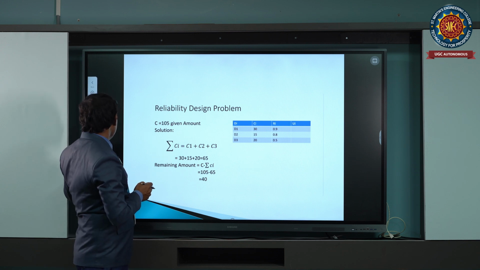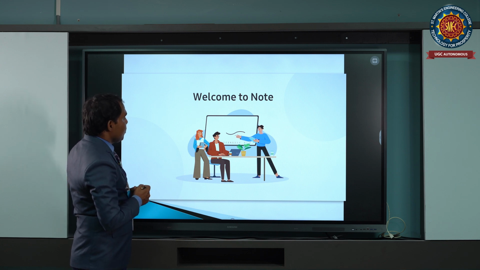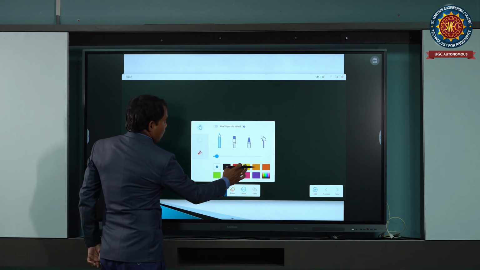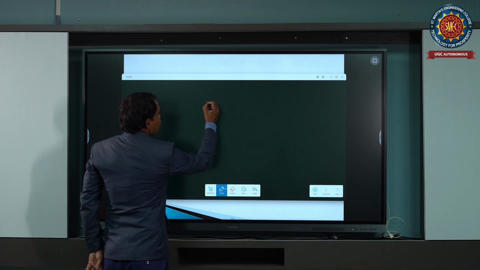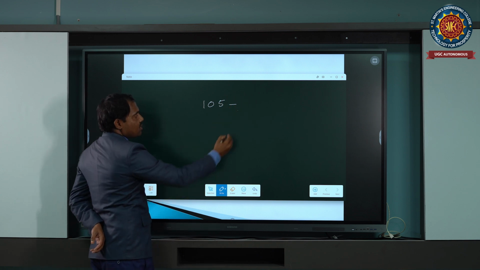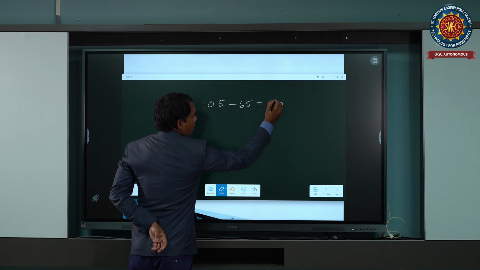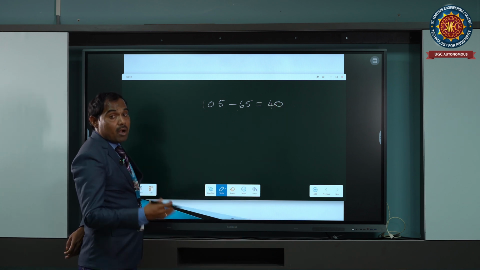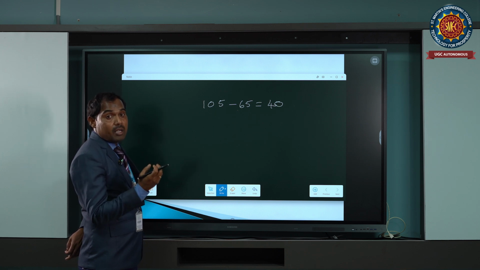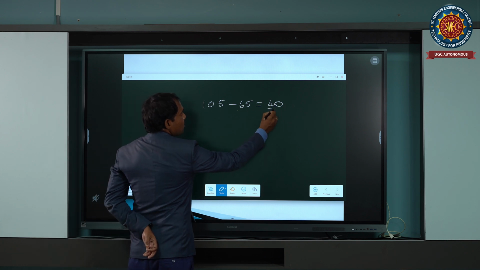Note, if you are using the formula, here the cost is 105 and the summation of cost is 65, so the remaining amount is only 40 rupees. Now I have to find out the upper bound. What is the upper bound? It is the limit on how many more copies of one device we can select. Here you can see the remaining amount is 40 rupees.